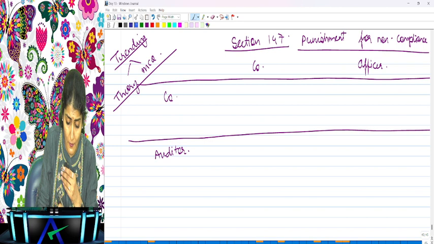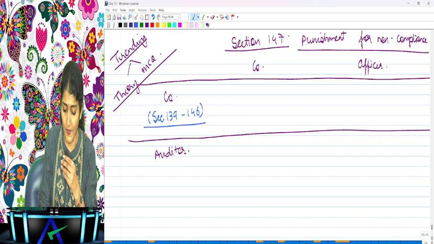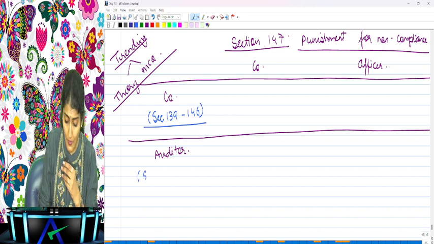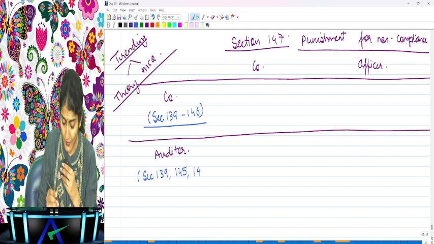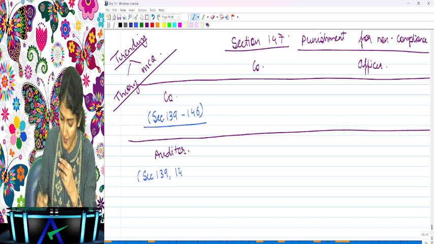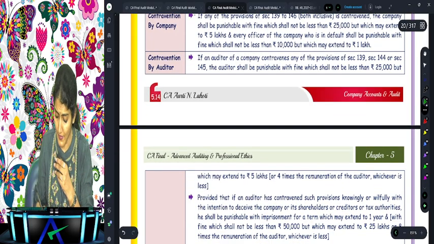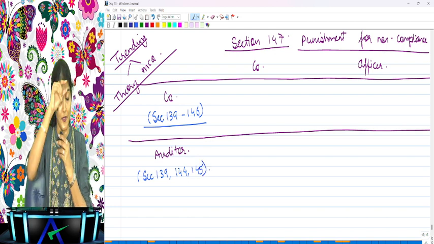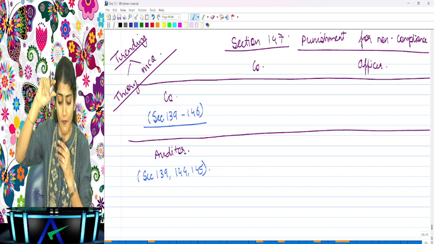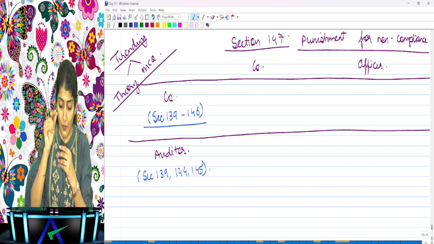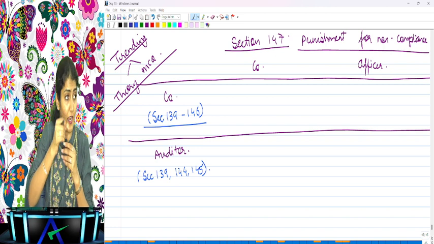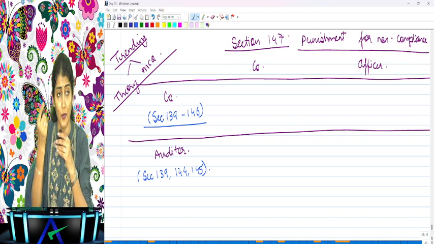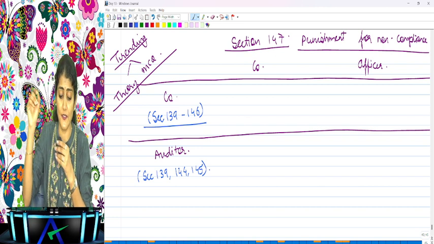Right, company, what has it not complied with? It has not complied with the provisions of section 139 to section 146, both inclusive. And the auditor has not complied with section 139, section 144 and section 145. So for the auditor they are only talking about 139, 144 and 145, only 3 sections. But for the company, they are saying all the sections, 139 to 146. The auditor has not complied with section 139 regarding appointment, 144 which is regarding not to render certain services, and 145 which is regarding the signing.